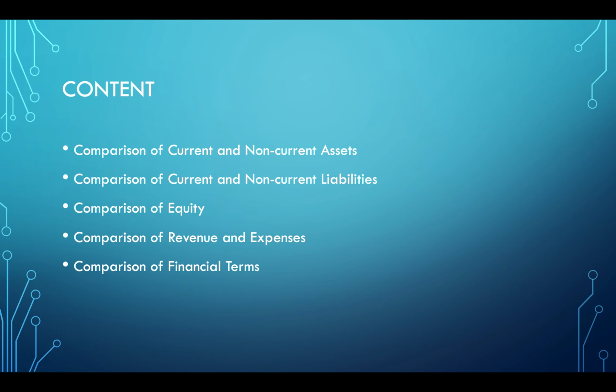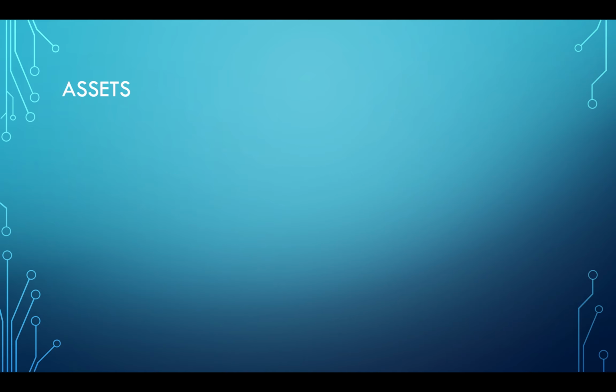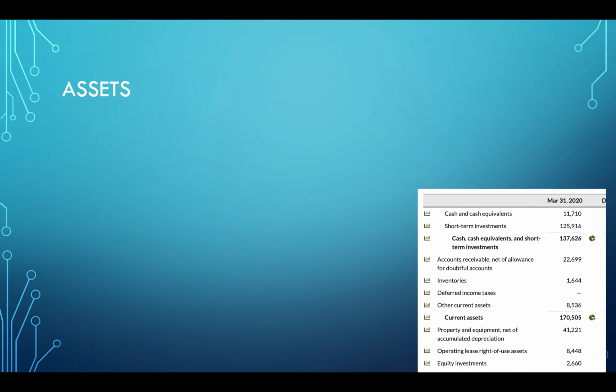First, I will do the comparisons of some key business numbers, which include assets, liabilities, equity, revenue, and expenses. And at last, I will do the comparison of some financial terms. So let's start. First one is assets.